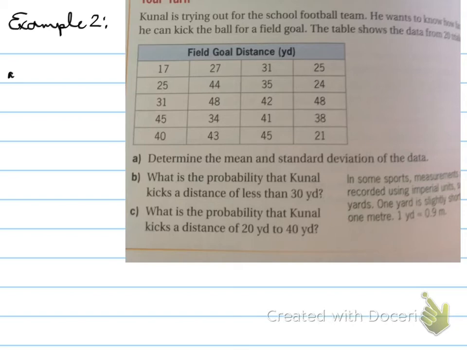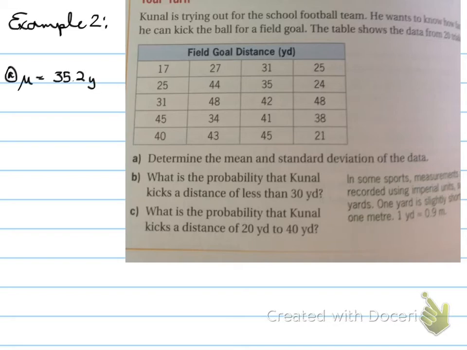Kunal is trying out for the school football team. He wants to know how far he can kick a ball for a field goal. The table shows the data. So here are his tries, and we need to determine the mean and standard deviation of the data.